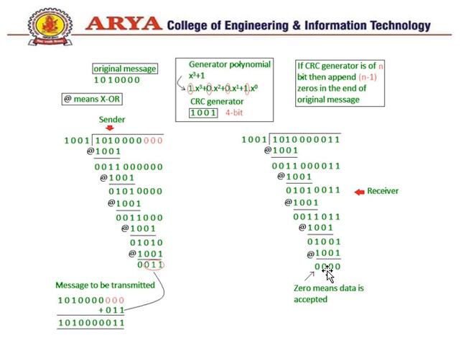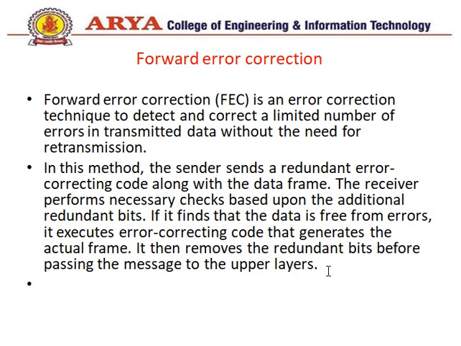Next we are going to discuss forward error correction. Forward error correction, FEC, is an error correction technique to detect and correct a limited number of errors in transmitted data without the need for retransmission.